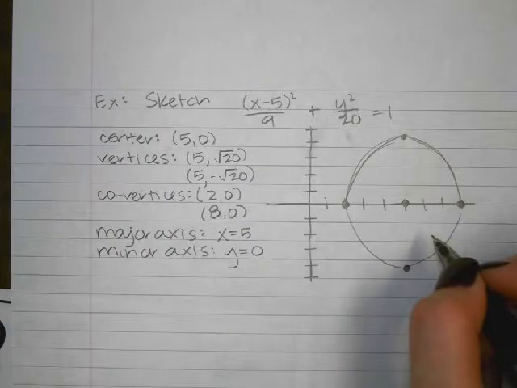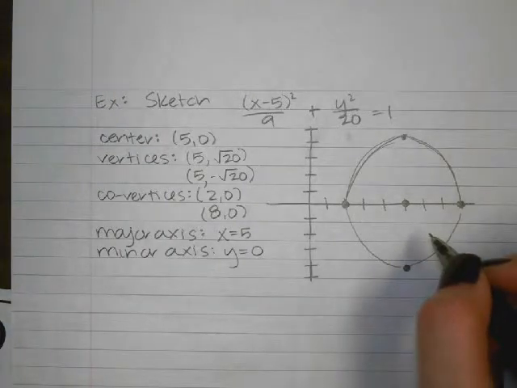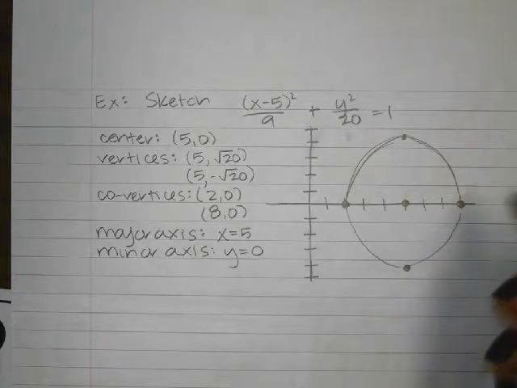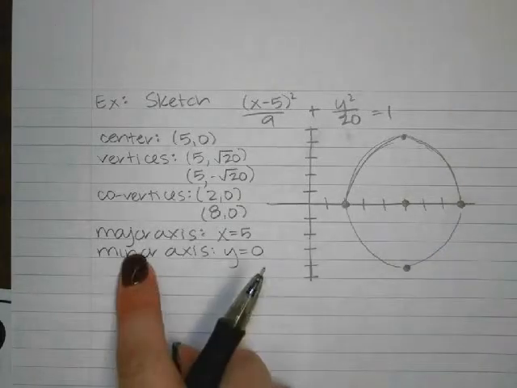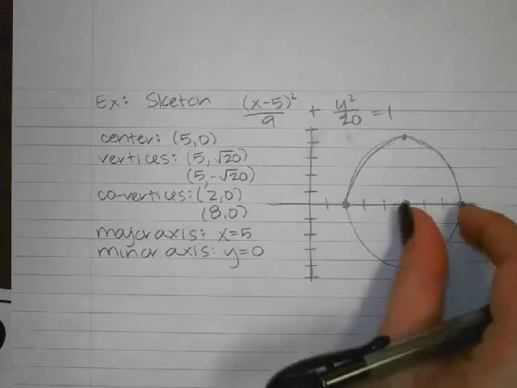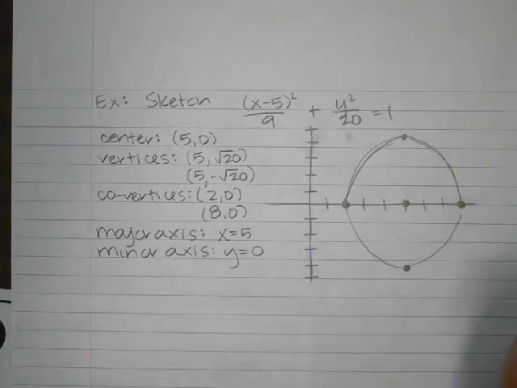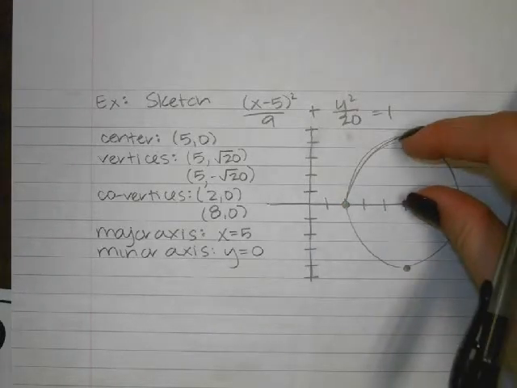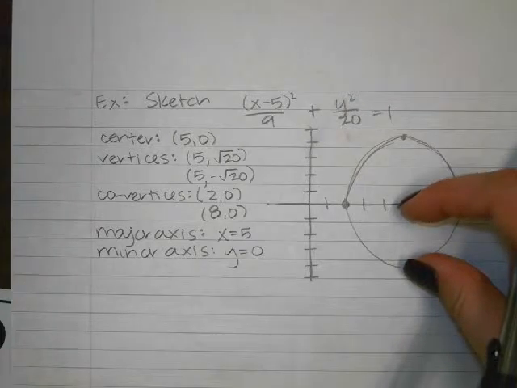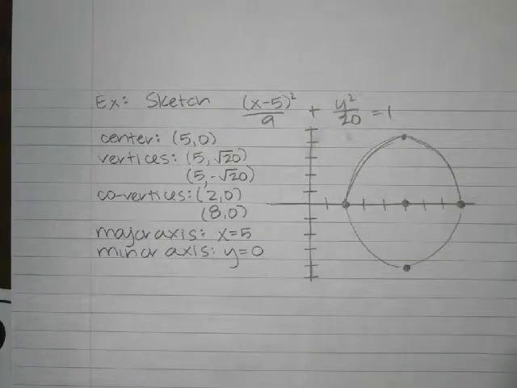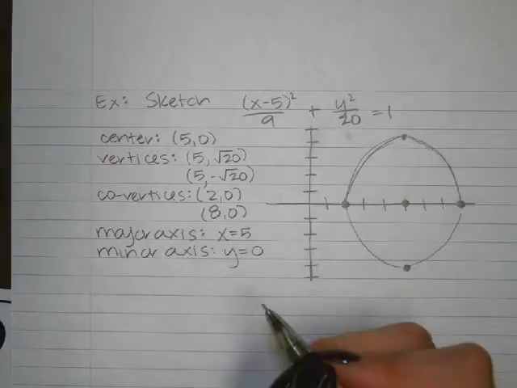Now they can also ask you things like, what's the length of the major axis? What's the length of the minor axis? And those are pretty easy to find. So if the minor axis goes this way, then you just count. We've got 3 and 3, that makes 6. Or we've got root 20 and root 20, so that makes 2 times the square root of 20. So those are other questions I could ask that are relatively easy to get.